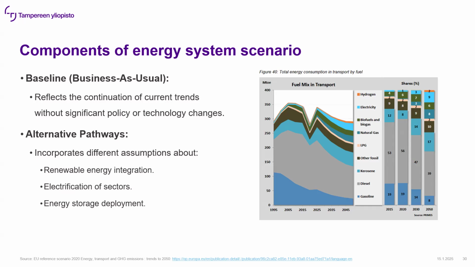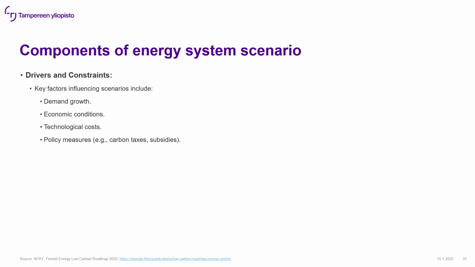Alternative pathways incorporate different assumptions about renewable energy integration, electrification, energy storage deployment, and so forth. What you have to take into account also is the drivers and constraints. What are the driving forces? Usually when master's thesis students start to make some kind of modeling, this is always what I tell them to do at first. You want to see what's driving the development towards this certain pathway, this certain technology that you are trying to pursue in the modeling.